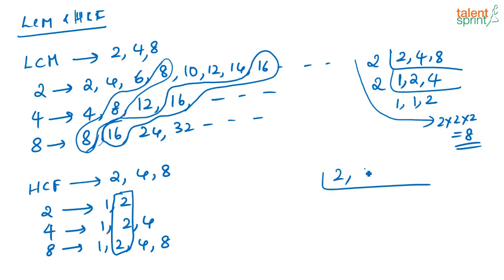Now if I am calculating the HCF for these numbers using the long division method, how do I do it? See, I have 2, 4 and 8. Now 2 is common in all the three numbers. So I will get 1, 2 and 4. See, when you calculate the HCF, stop at this step.